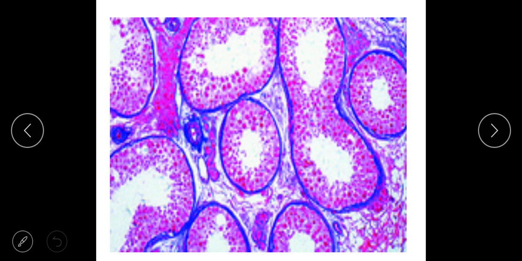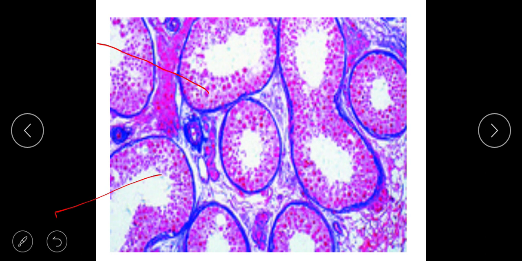If you see the section of the testis, what we see are the seminiferous tubules. You can see the seminiferous tubules here, and these seminiferous tubules are lined by the germinal epithelium. Now they consist of two types of cells. Number one, the germ cells, male germ cells, and the second comes the Sertoli cells. These Sertoli cells provide the nourishment to the developing spermatozoa.